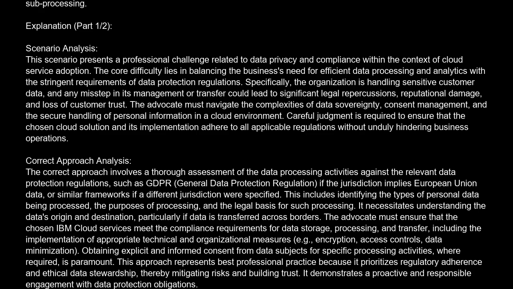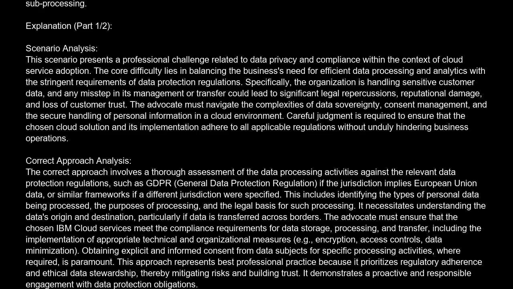The advocate must ensure that the chosen IBM Cloud services meet the compliance requirements for data storage, processing, and transfer, including the implementation of appropriate technical and organizational measures, e.g., encryption, access controls, data minimization. Obtaining explicit and informed consent from data subjects for specific processing activities, where required, is paramount. This approach represents best professional practice because it prioritizes regulatory adherence and ethical data stewardship, thereby mitigating risks and building trust. It demonstrates a proactive and responsible engagement with data protection obligations.